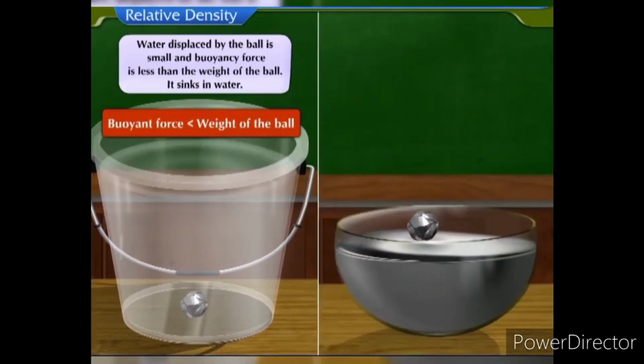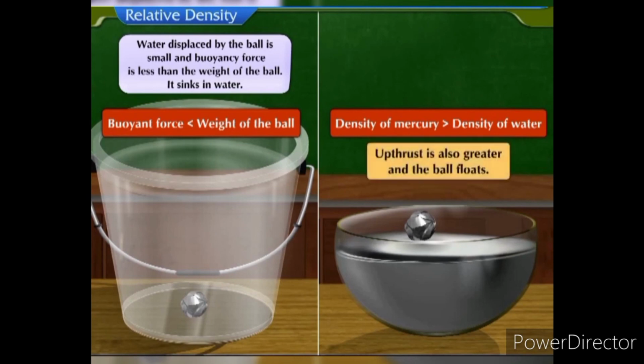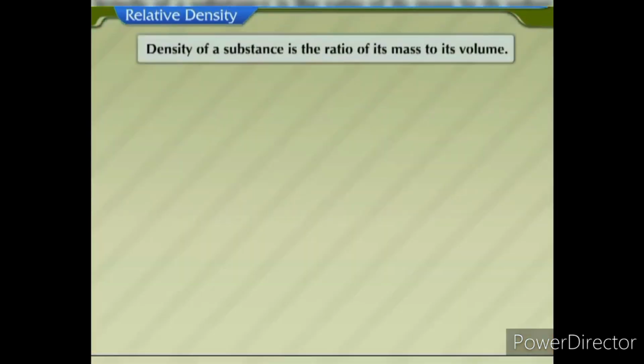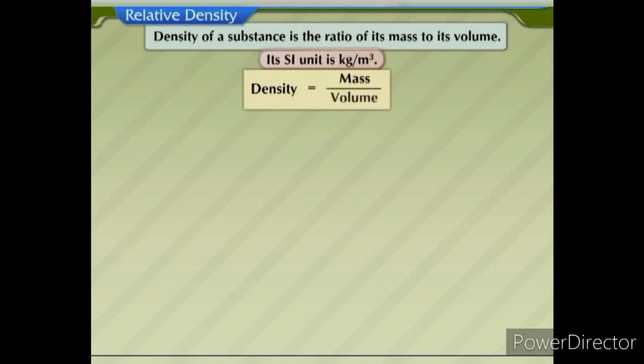When it is put into a bowl of mercury, it floats. As the density of mercury is much greater than water, upthrust is also greater and the ball floats. Density of a substance is the ratio of its mass to its volume. Its SI unit is kilogram per meter cube. Density is equal to mass divided by volume.